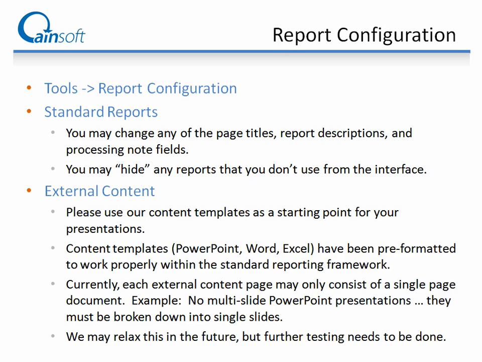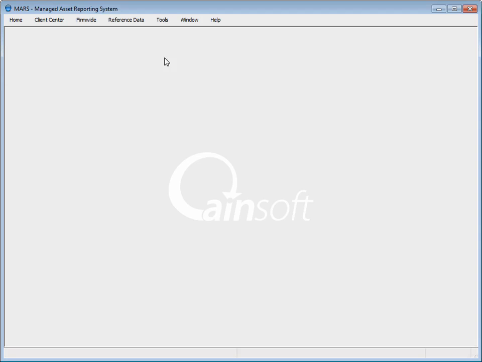We may relax this requirement in the future, but we need to do some further testing because we found some issues with the page numbering and the number of LinkedIn pages that we can get to operate correctly. So anyway, for now, as you're adding your external content, please keep it to one slide per file, if you would. So now we're going to open up the Mars application.